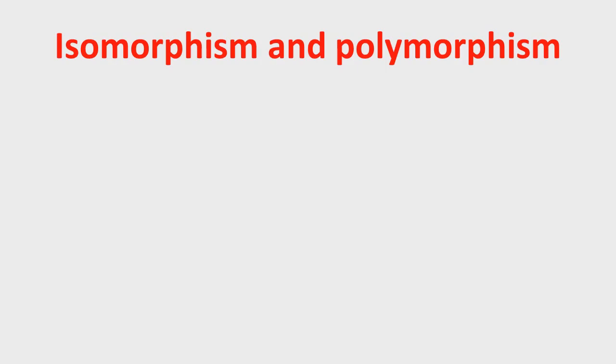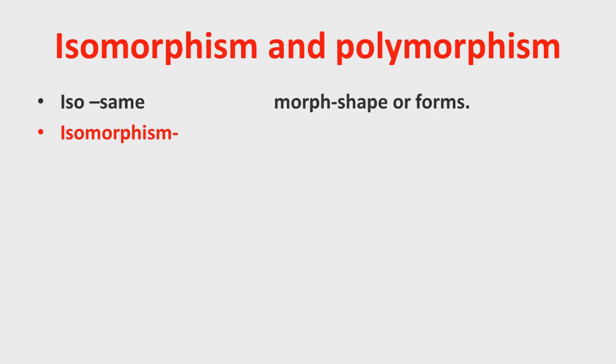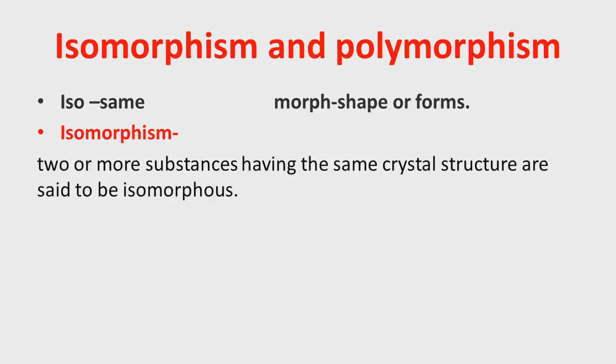Now we will start with a new topic of solid state, that is isomorphism and polymorphism. Actually these two are important characteristics of crystalline solids. In isomorphism, the word iso means same and morph represents the shape or form. So first we will see what is meant by isomorphism. When two or more substances having the same crystal structure are said to be isomorphs, and the phenomenon is called isomorphism. Such compounds are called isomorphs of each other.